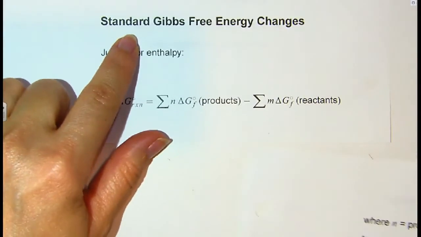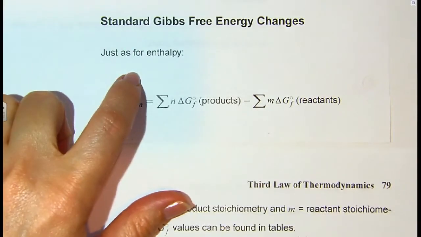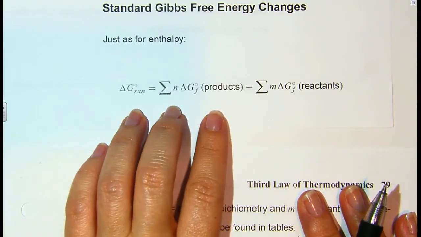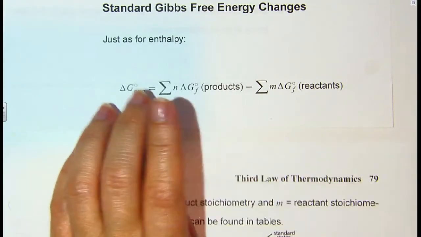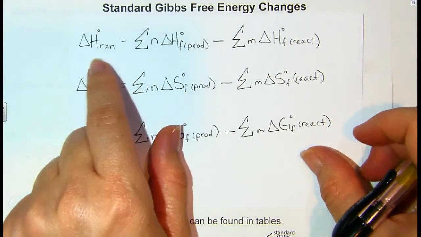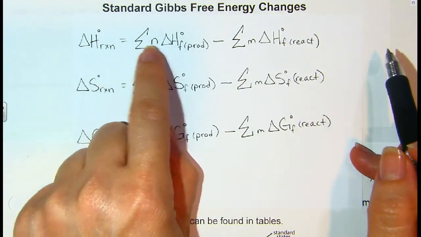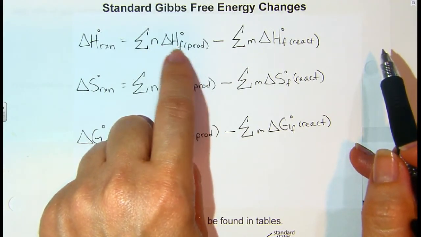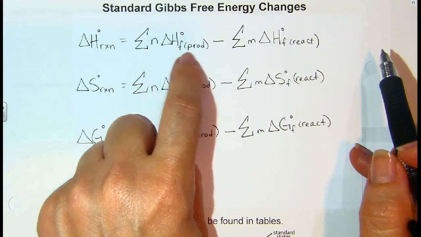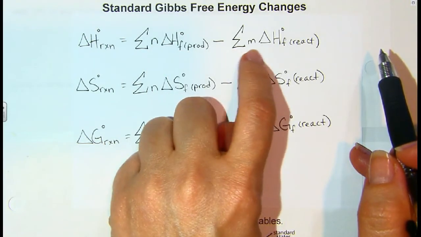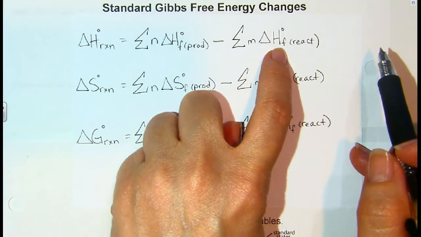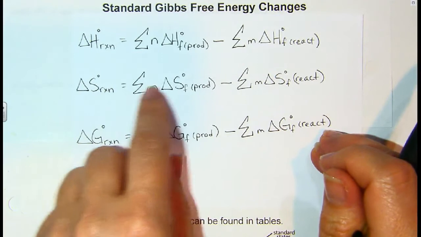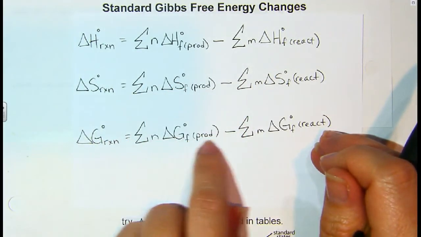So, standard Gibbs free energy changes. Just as for enthalpy, we are going to use this equation in order to calculate the delta G of a reaction. And so I'll bring this in to remind you that to calculate the delta H of a reaction, we take the moles times the delta H formation of each product and add them together, take the sum, and we subtract the sum of the reactants' delta H of formations times their stoichiometric coefficient. And so we do the same thing for delta S, and so you can do the same thing for delta G.